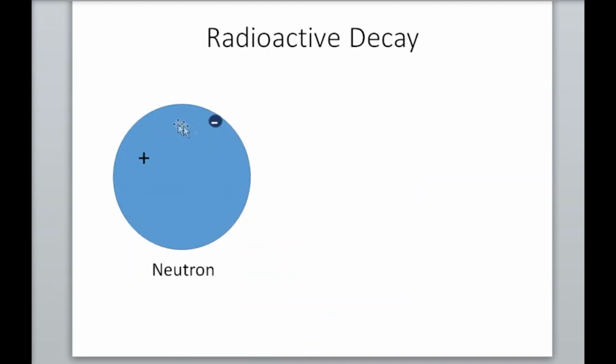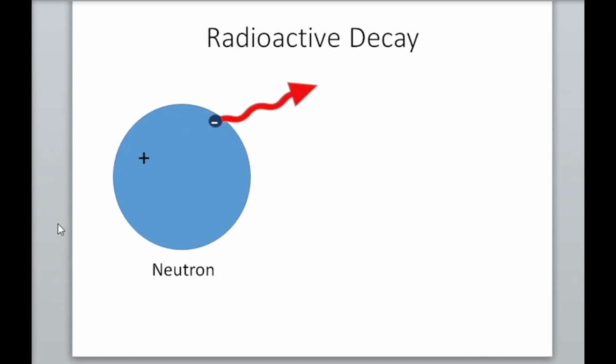Okay, so here we've got a neutron. The way you have to imagine it, it's got 2 parts to it. It's got a positive part and a negative part. The negative part, you can almost think of it as an electron stuck onto a proton. And because you've got 1 plus and 1 minus charge, overall you don't have a charge on this thing.